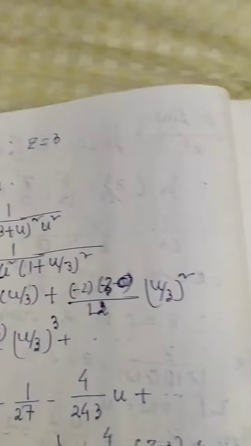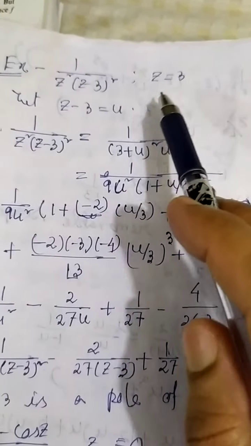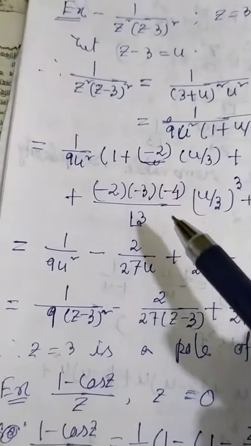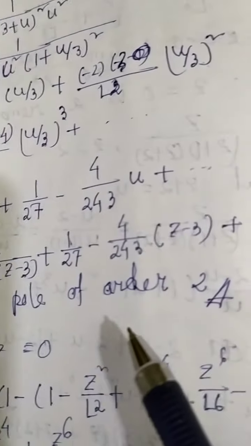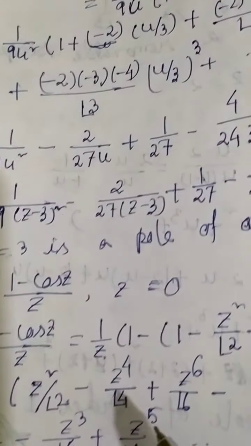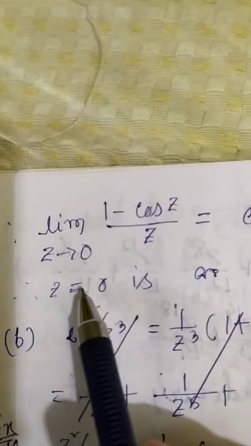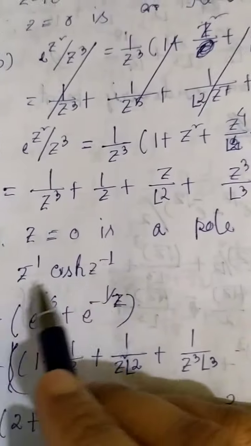Similarly this one, z equal to 3. Just do the calculation. This is z equal to 3. The principal part contains finite terms, so it is a pole of order 2. Similarly this part. So z equal to 0 is a removable singularity. Forget about this question.